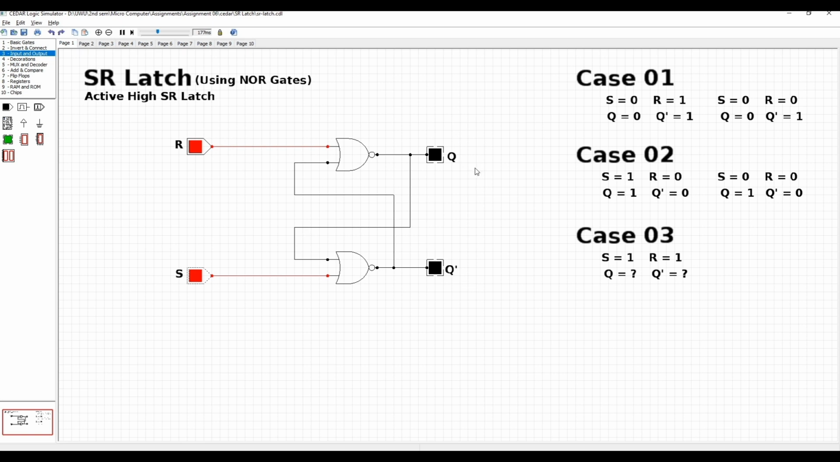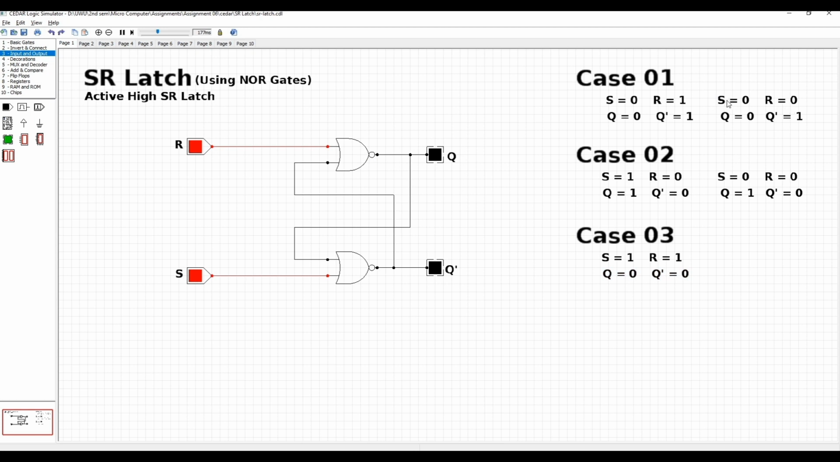But can this happen? Q bar means the inversion of Q. If Q is equal to 0, Q bar must be 1. But here, Q and Q bar are both equal to 0. So this is against our laws. So we consider this case as a don't care case. This case is not used in practical scenarios.